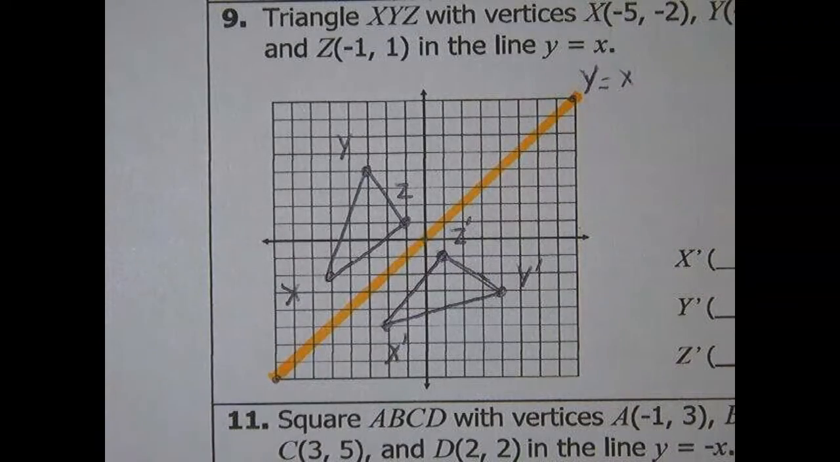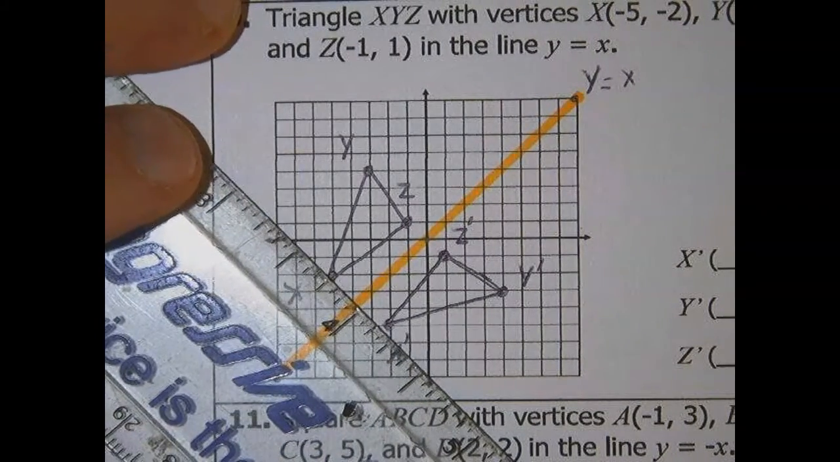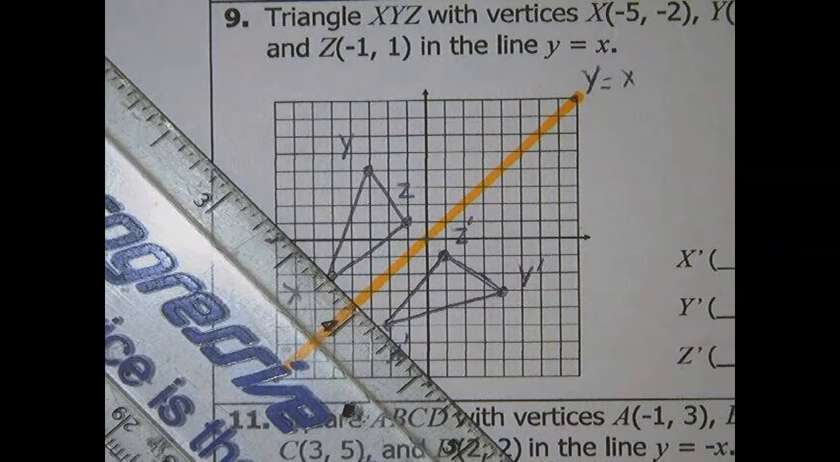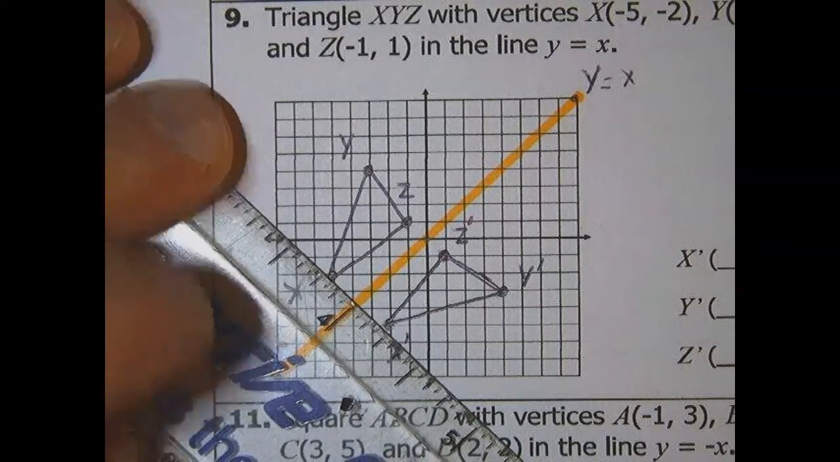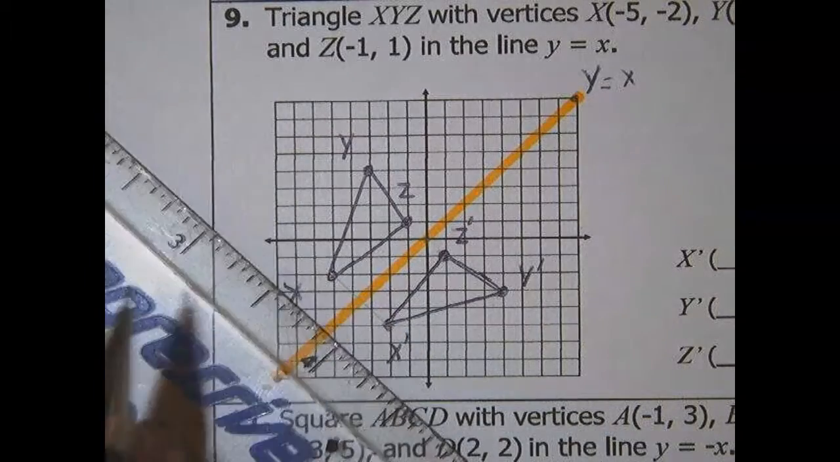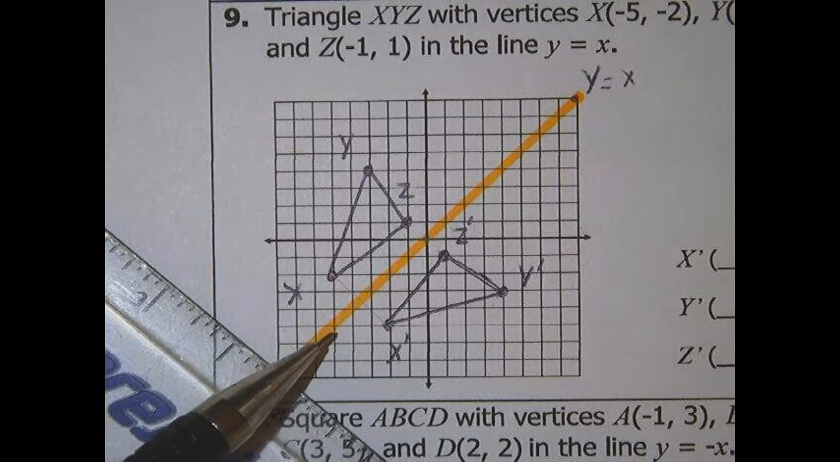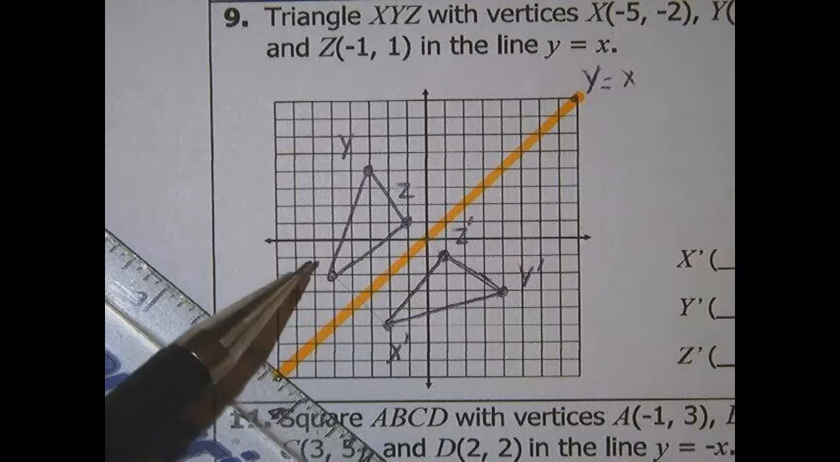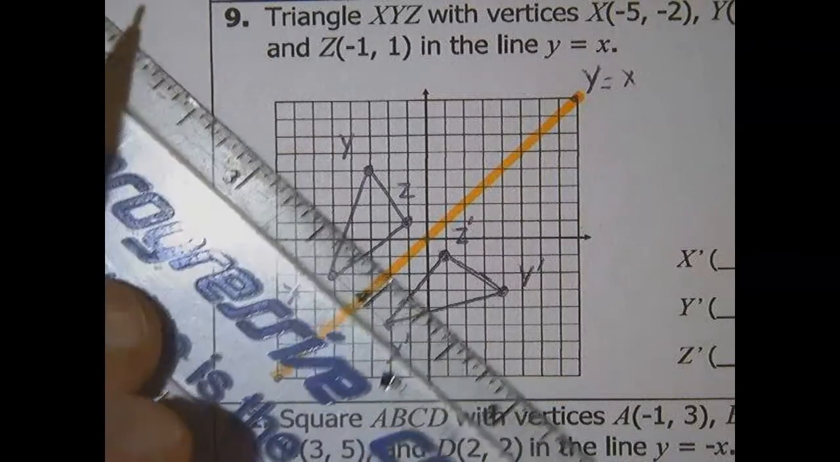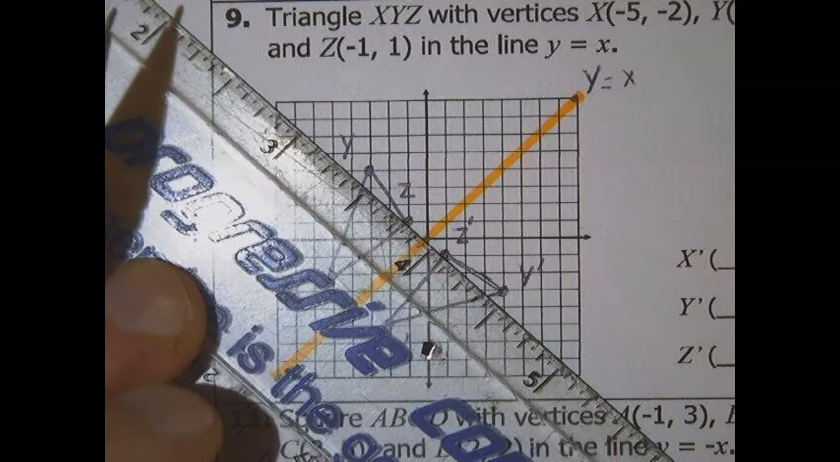Notice that if I draw a line that connects the pre-image to the image, I'm just going to sketch it here so you can see. What I notice is that the line of reflection is the perpendicular bisector of that segment. And that happens every time, by the way. That happens for every single reflection that you'll ever make.